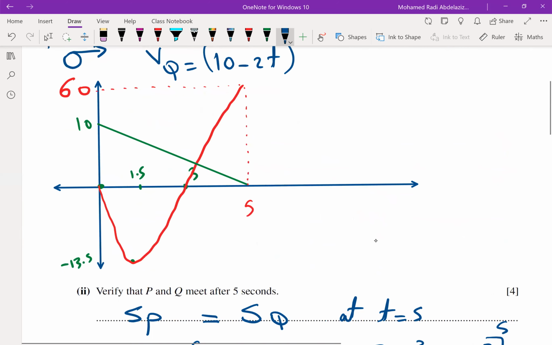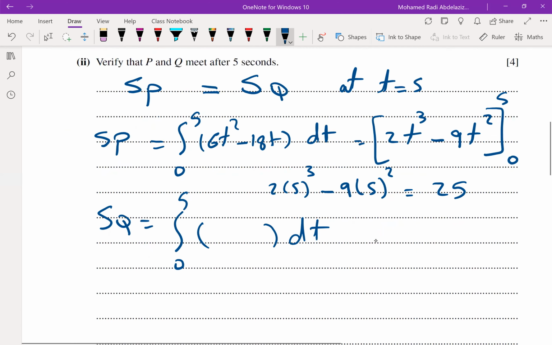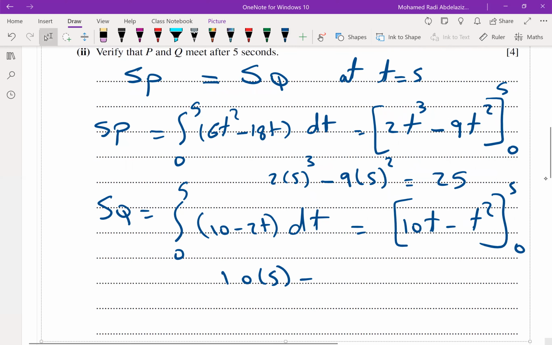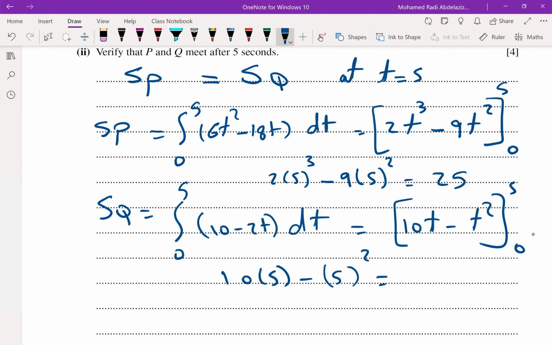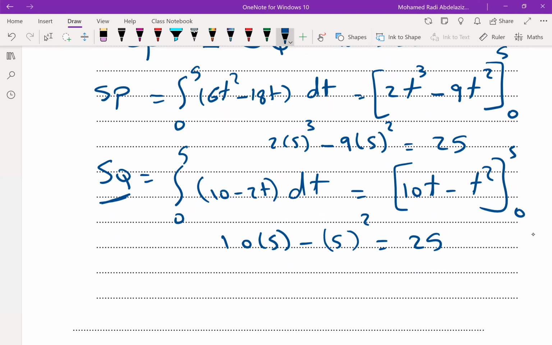In the same way, for SQ, you can use the integration method, integrating from 0 to 5 your function by dt. The function is 10 minus 2t. The answer will be 10t minus t squared after integrating, from 0 to 5. Substitute by 5: 10 times 5 minus 5 squared. So the answer will be 50 minus 25, which is also 25. You can show the distance under the curve and the x-axis by finding the area of the triangle, half, base is 5, height is 10, and you will get the same answer. This means you verified that both are at the same distance, which is 25.